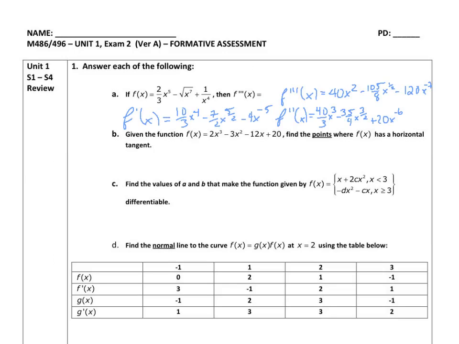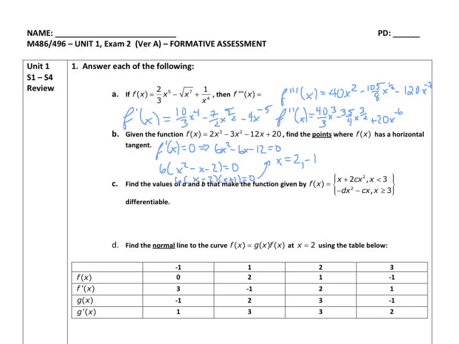The reason I'm bouncing between pages here is I'm seeing some issues, and when I zoom in, it's getting locked up. Part B asks me about a horizontal tangent. Okay, no problem. I know tangent means derivative. I know horizontal tangent means derivative equal to 0. So then I'm going to set 6x squared minus 6x minus 12 equal to 0. Factor out a 6 and I get x squared minus x minus 2 equals 0. So now I can factor that into x minus 2 times x plus 1. That's equal to 0, and now I get the following: x equals 2 or negative 1.